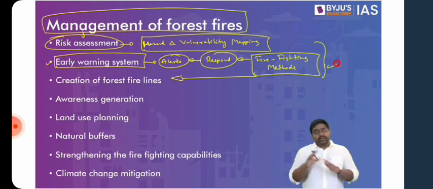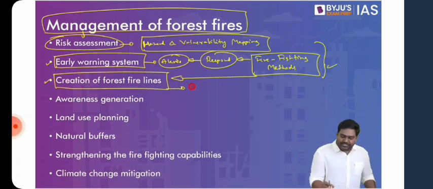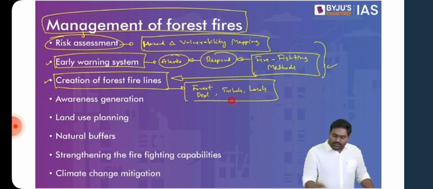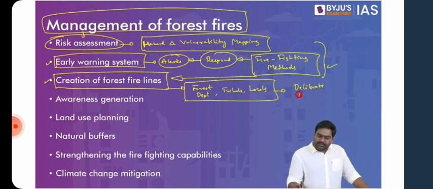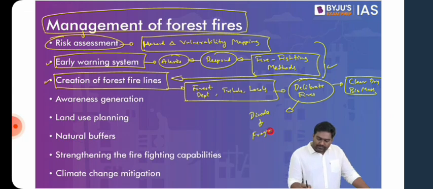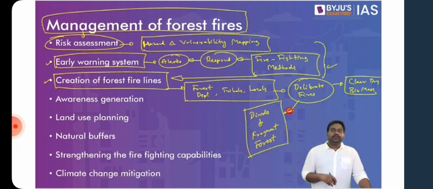For example, there's a traditional method of creating forest fire lines. It's a traditional practice followed by forest department, tribals, and locals. What they do is, before the summer season starts, deliberate fires are set to clear the dry biomass and also to divide and fragment the forest through these fire lines. This is a very effective method of limiting forest fires. I'll explain how it works.